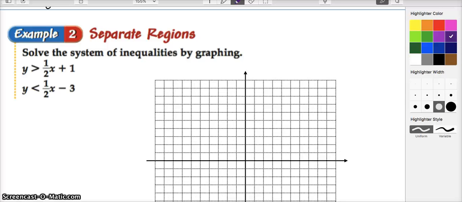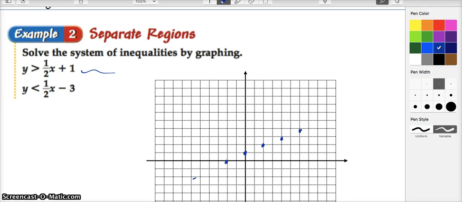Let's look at this. I'm going to choose, let's just do blue here. So this inequality will start at 1, has a slope of rise over run of 1 over 2, and it has a dotted line as its line for this inequality. I'm going to shade above, y is greater than.